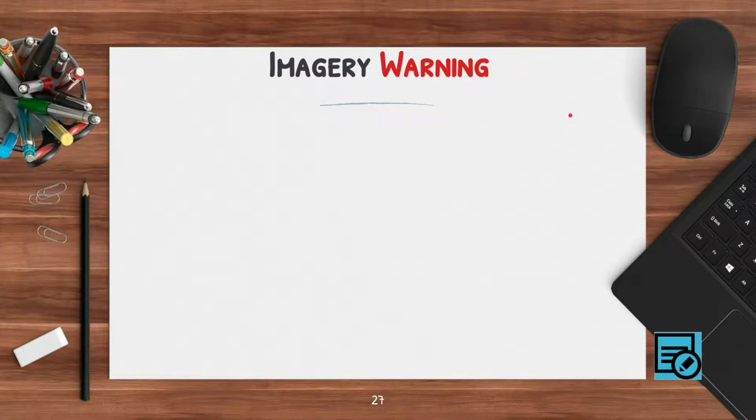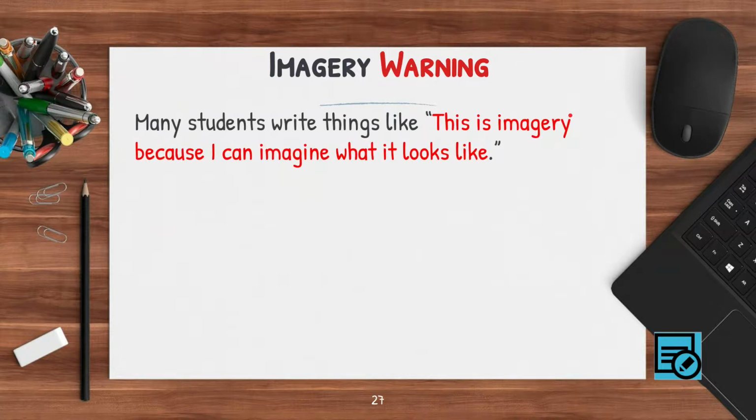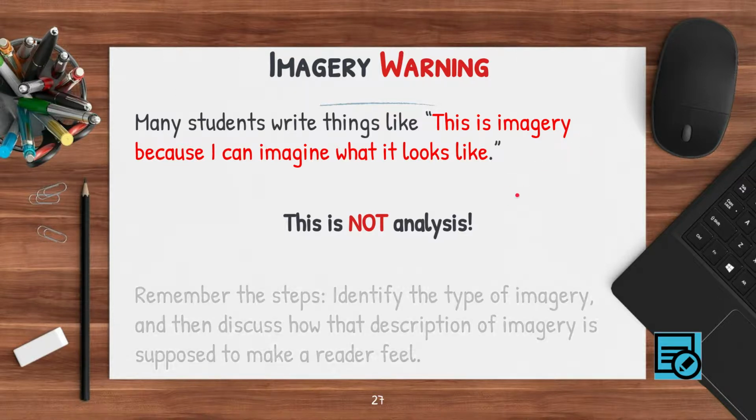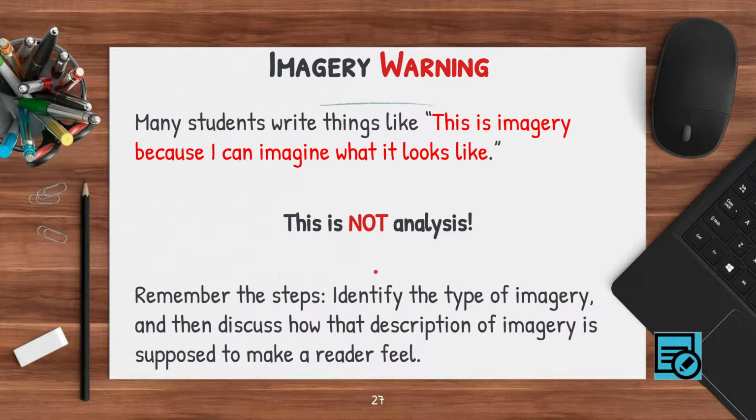However, there is a major warning. Many students write things like, "this is imagery because I can imagine what it looks like." That is not analysis, okay? Notice how in this answer, they didn't do those 2 steps. They didn't tell me what type of imagery it is, and they didn't tell me what emotion is attached to that imagery. So this will get you no points. Remember the steps: identify the type of imagery, and then discuss how that description of the imagery is supposed to make a reader feel.